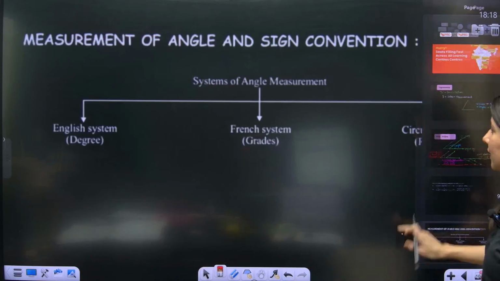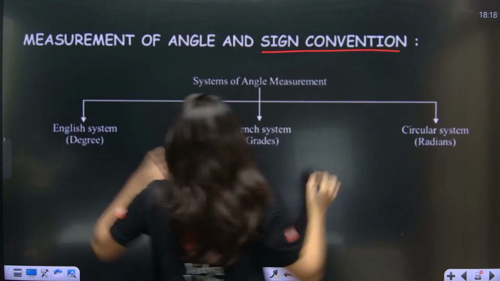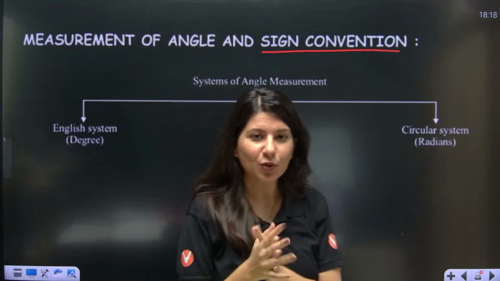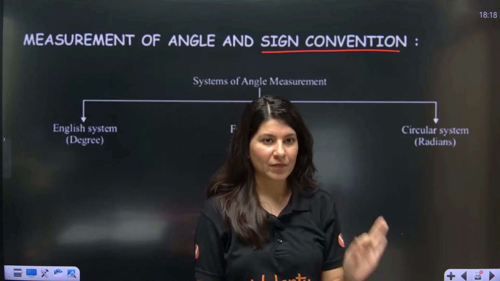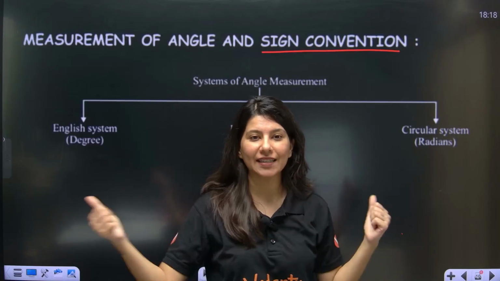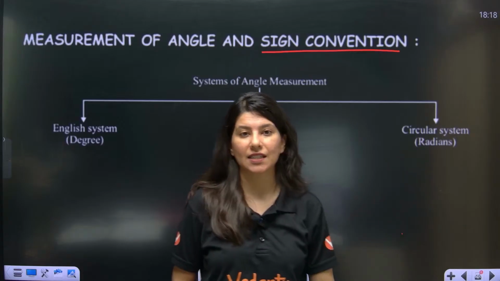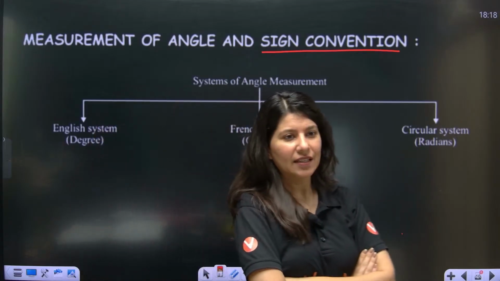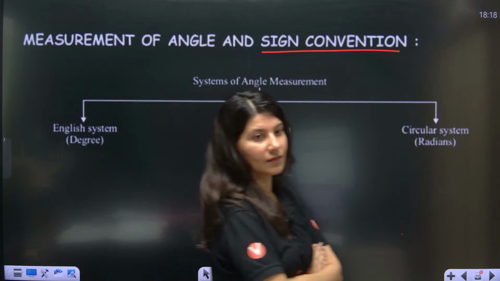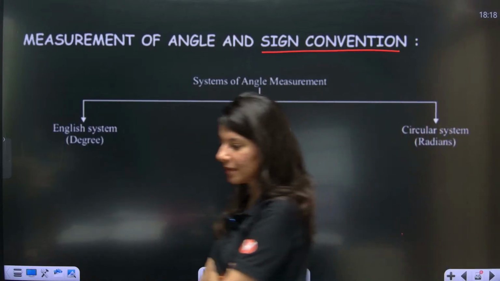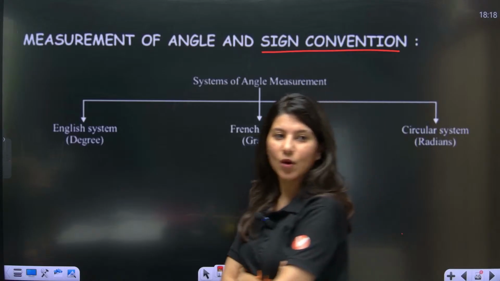Now let's do one thing, which is measurement of angle and sign convention. Sign convention we have already seen. Measurement of angle is our focus. Before starting measurement of angle, tell me, how comfortable are you in degree, and how comfortable are you in radians? If you have to pick anything, what will you pick, degree or radian? Quickly in the chat box, degree or radian?